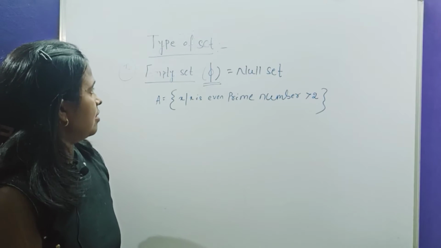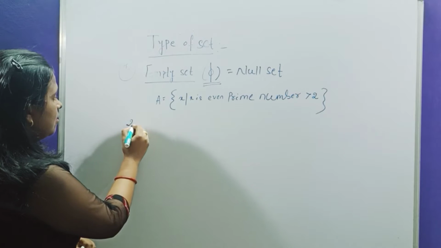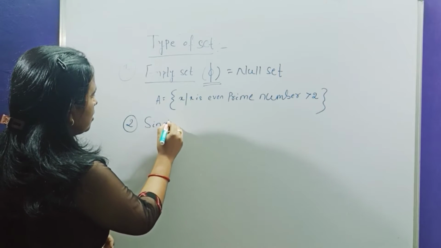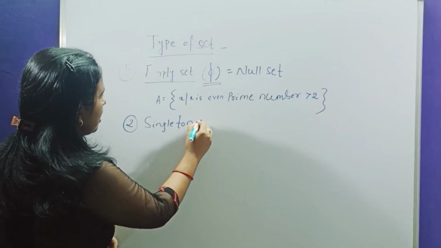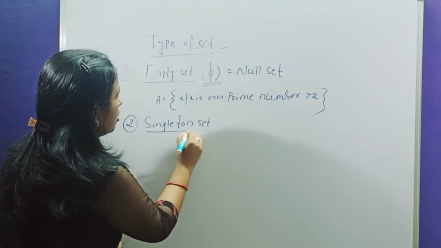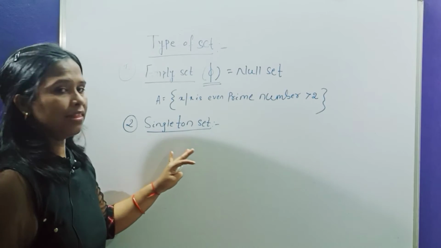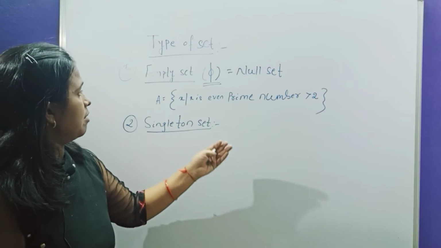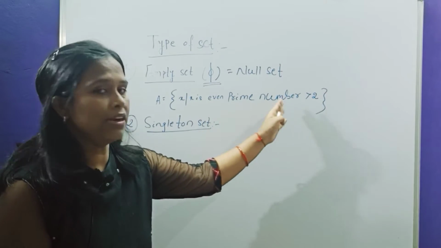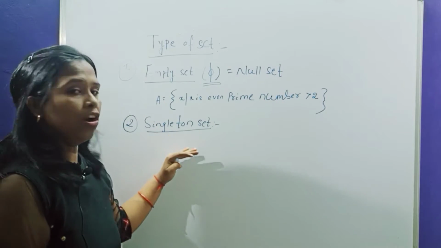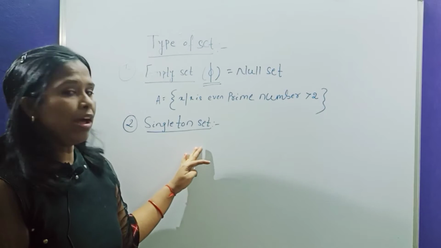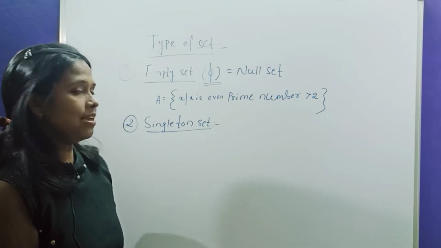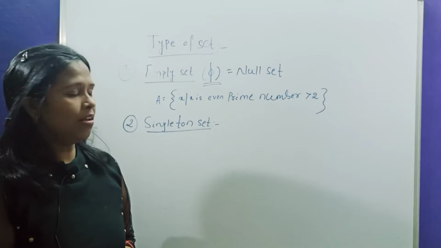Okay. Next, the singleton set. You can understand from the name itself. Just as the null set or empty set means there is no element present in the set, a singleton set means one single element is present in the set.